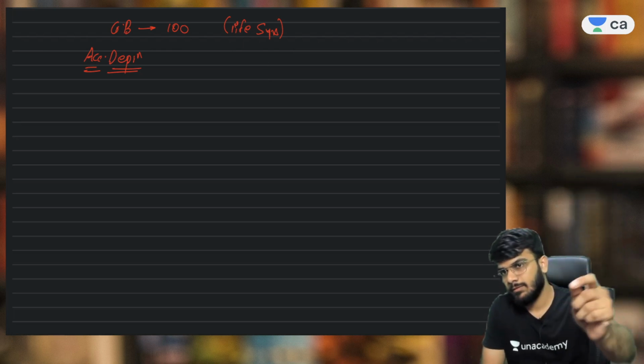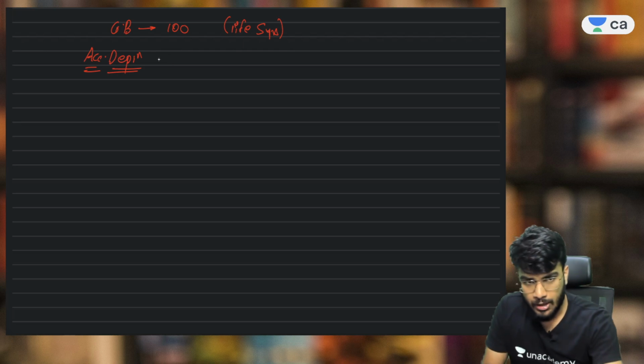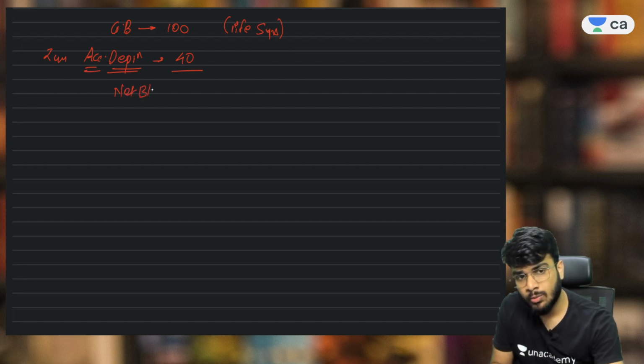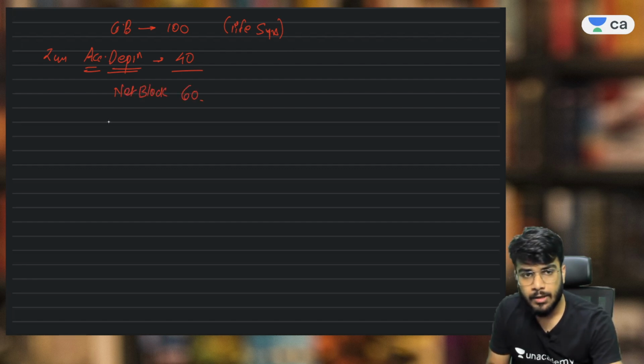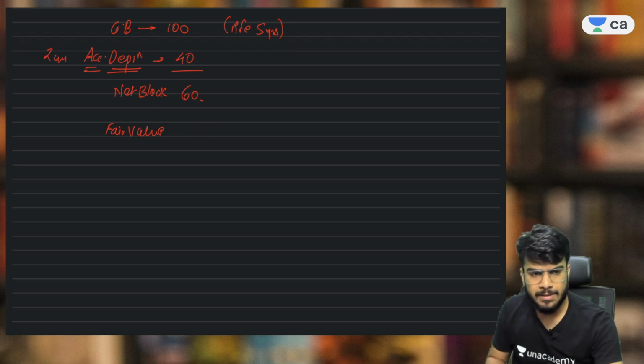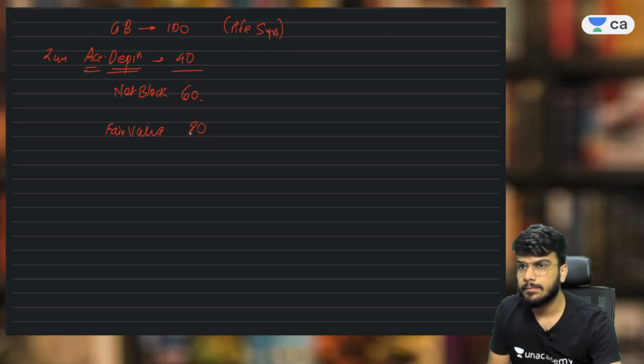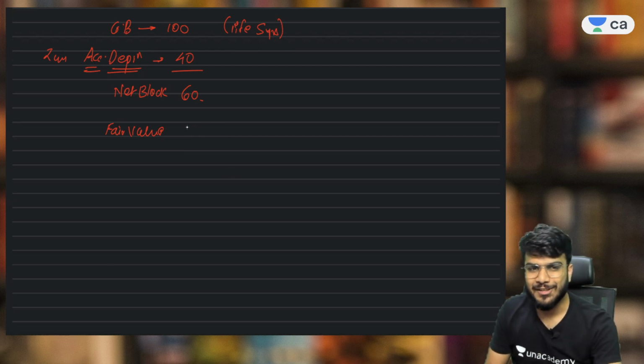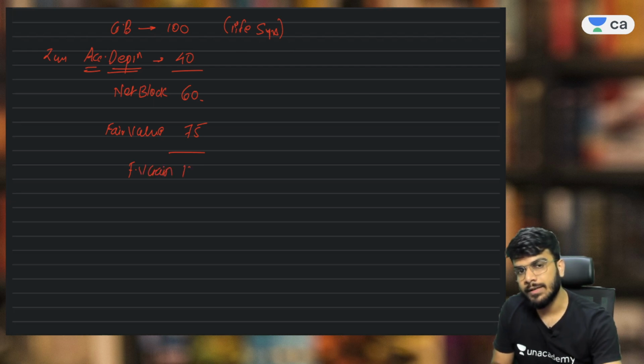Till date, what is the depreciation? Accumulated depreciation. Let's say we used it for 2 years, so it would have been 40. So what would have been your net block? Net block means today's carrying amount. It would have been 60, right? Let's say today's fair value is also given. Let's keep it simple, let's take it as 75. So what is our fair value gain? Fair value gain is 15, right?